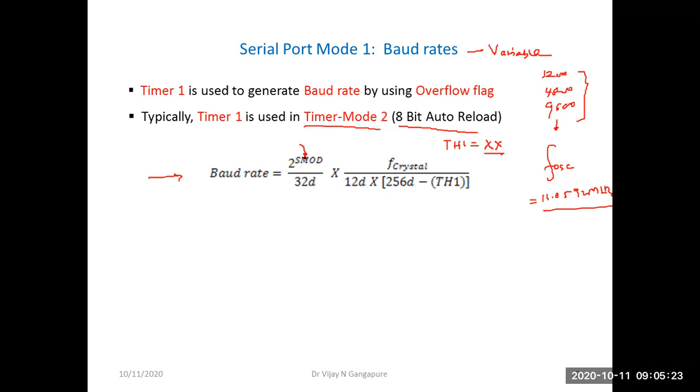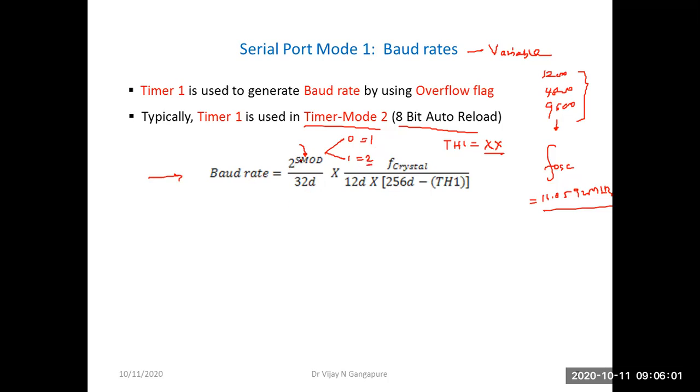It is equal to 2 to the power of SMOD, where SMOD is a bit from PCON, the power control SFR. This bit is used to double the baud rate. This bit could be 0 or 1. If this bit is 0, 2 to the power 0 is 1. If this bit is 1, 2 to the power 1 will be 2. So if this bit is 0, there will be no effect on baud rate, but if this bit is 1, the baud rate will be doubled, because the multiplying factor will be 2.